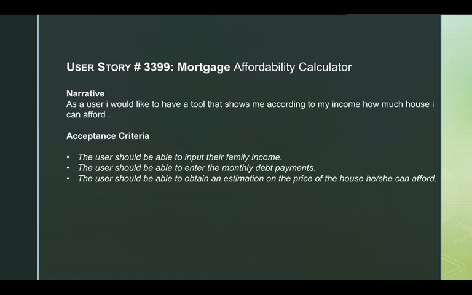Okay, this user story comprised that as a user, I would like to have a tool that shows me, according to my income, how much house I can afford. The acceptance criteria for this user story is that the user should be able to input their family income, the user should be able to enter the monthly debt payments, and the user should be able to obtain an estimation on the price of the house he or she can afford.